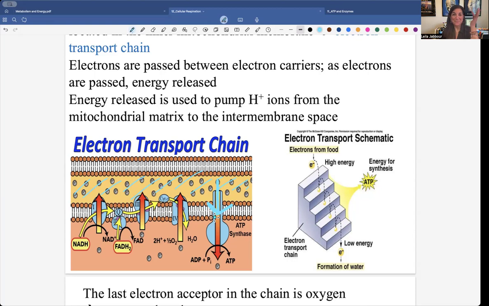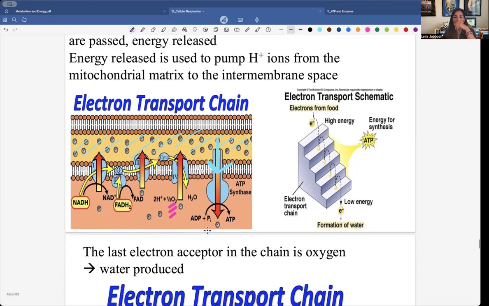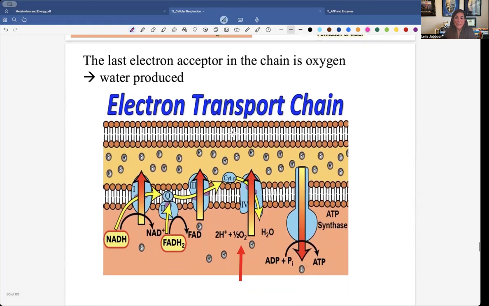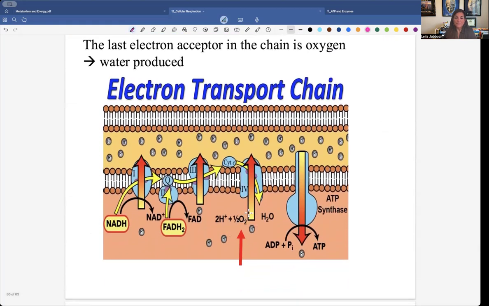Isn't it amazing? Okay. And we also need to, what do we do with these last two electrons? Well, we give them to oxygen, and in the process, we end up making a water molecule. So the last electron acceptor in the chain is oxygen, and water is produced in the process right here. Okay, so for 2 electrons, this is what we would have. So of course, for every oxygen molecule, we actually have double that.